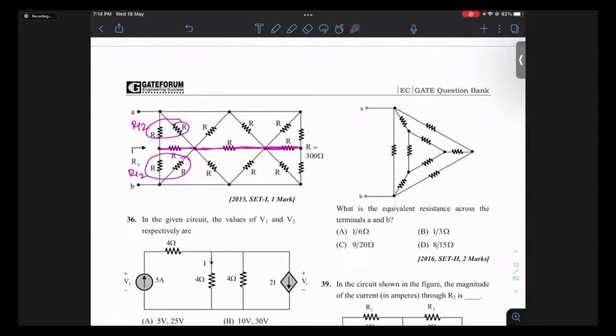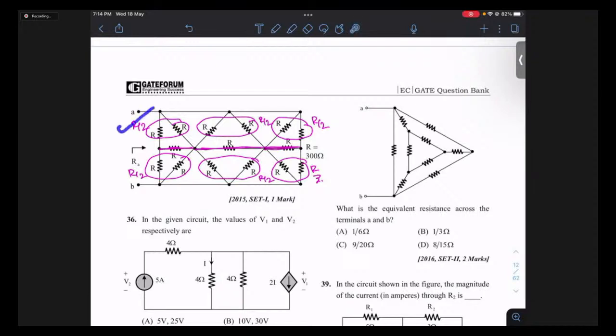Again, I hope you agree, these two resistors are connected between this point and this point. So this and this in parallel, you get R by 2. And this in parallel, you again get R by 2. Here also you get R by 2. Here also you get R by 2.